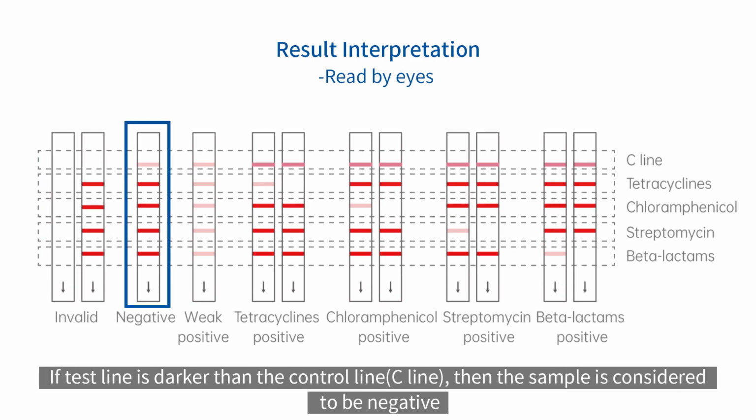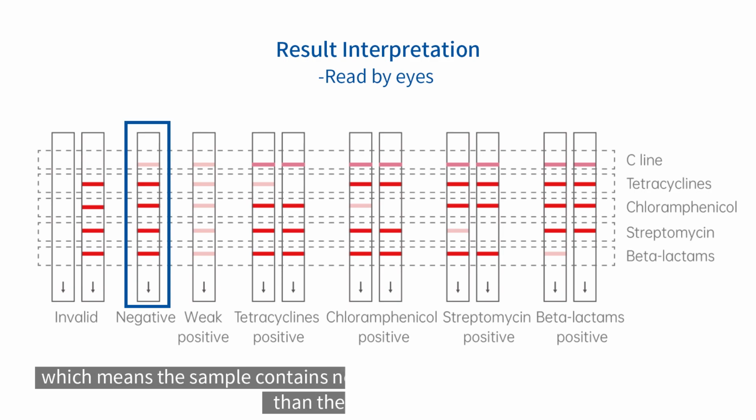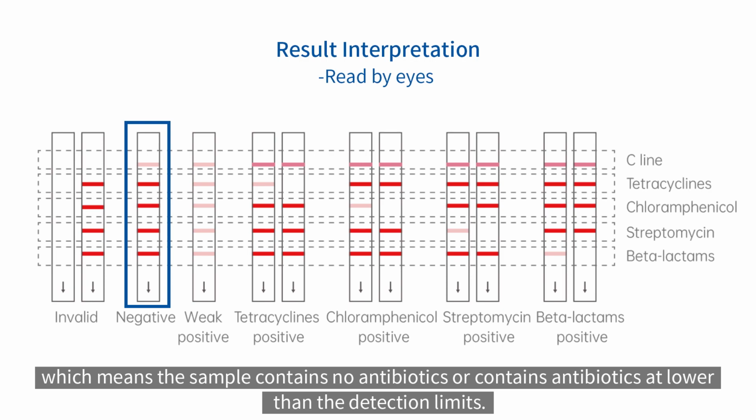If the test line is darker than the control line, then the sample is considered to be negative, which means the sample contains no antibiotics or contains antibiotics at lower than the detection limits.